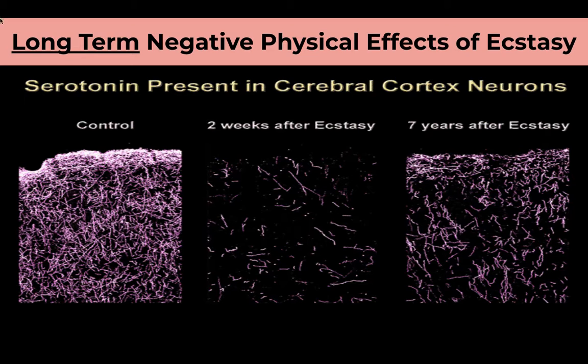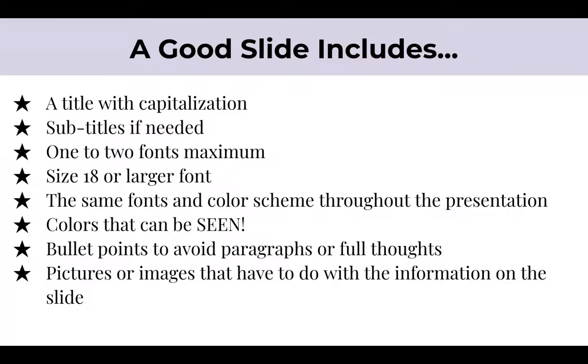Cool. So do you know what these images are showing you? I know they're showing me serotonin present in cerebral cortex neurons. Do I know what that means, though, and why it matters? Personally, looking at this, I'm not entirely sure what this is showing me. So although the image is scientific, it's not adding to my understanding because I haven't added in any information.